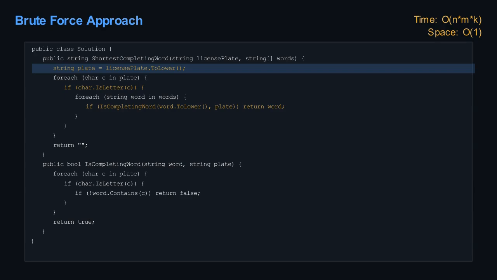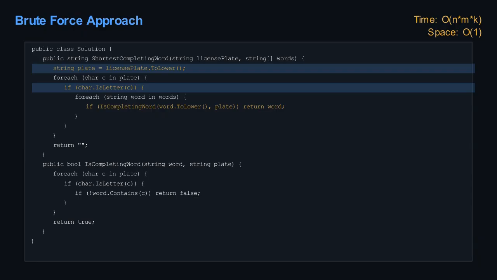Let's trace this with our example. Plate is 1S3PST. We see the first S, we check the word step. It has an S, great. Then we see the P, step has a P, great. Then we see the second S, step has another S? No, it only has one. So step fails. We move to the word steps, first S? Yes. P? Yes. Second S? Yes. T? Yes. Steps works. But we can't stop there because we need the shortest word. We have to check stripe and steple too.